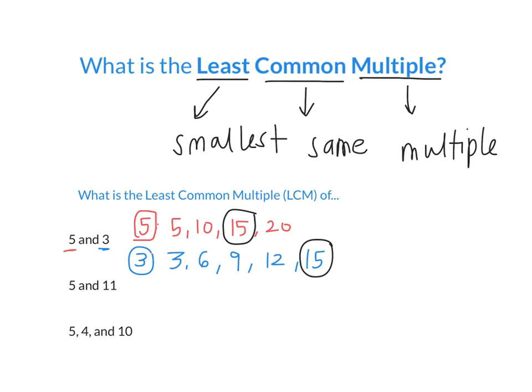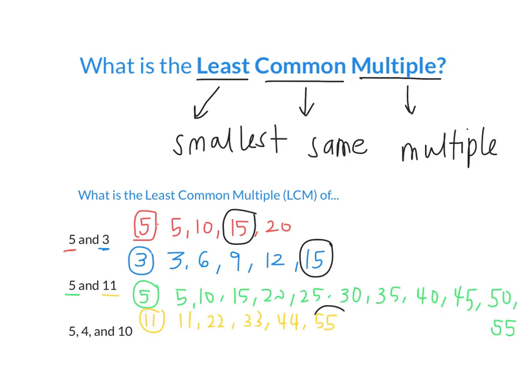Is it the only common multiple? No. What's another common multiple between 3 and 5? What about 30? Right? But 15 is the LCM. It's the least, smallest one. Does that make sense? Good. Try to see if you can find the least common multiple of 5 and 11 now. Go.